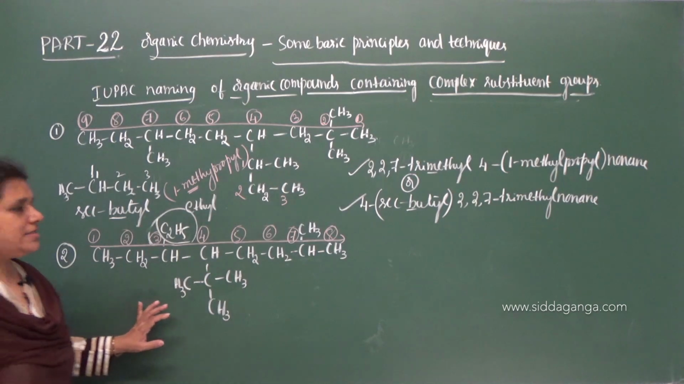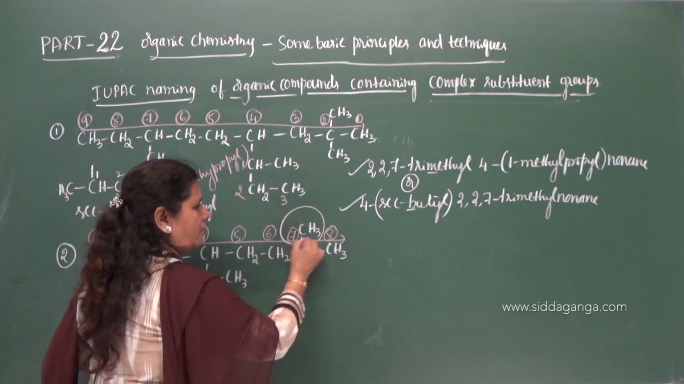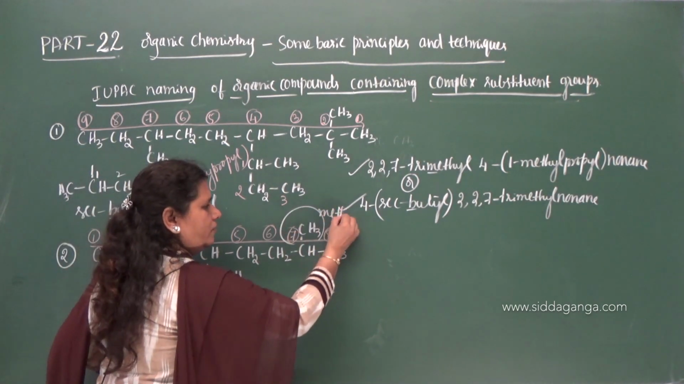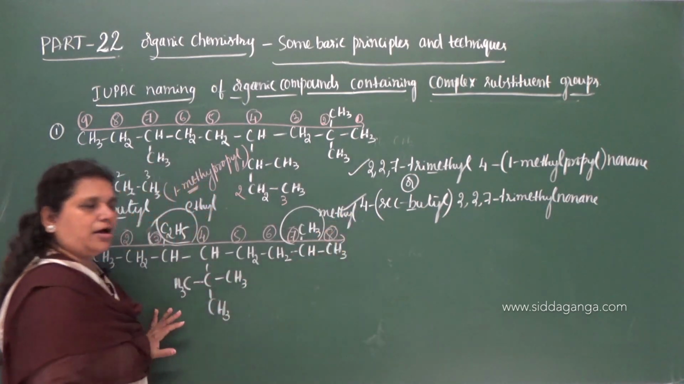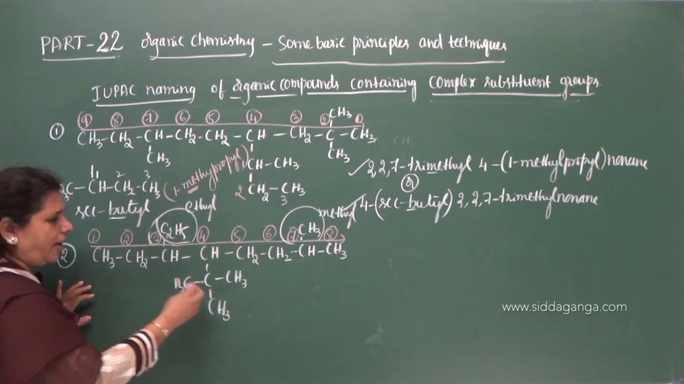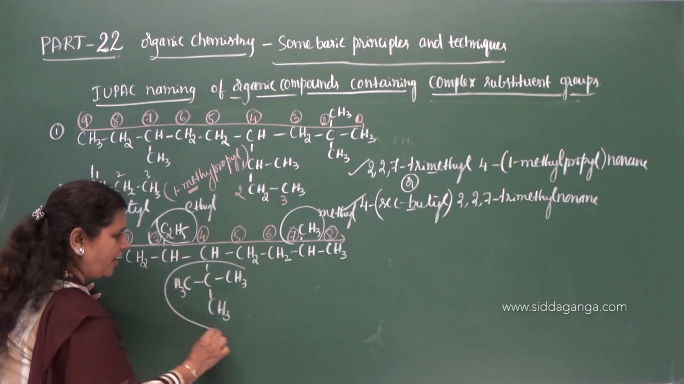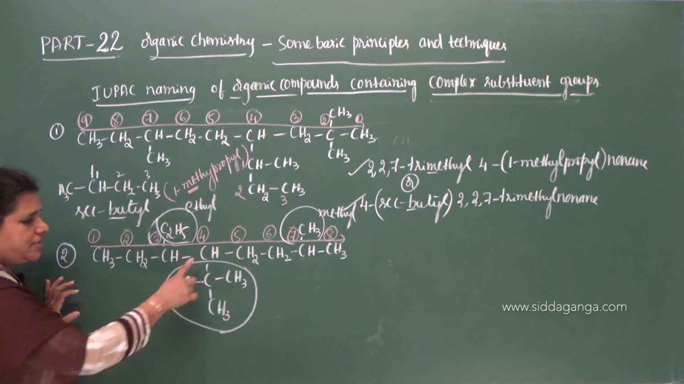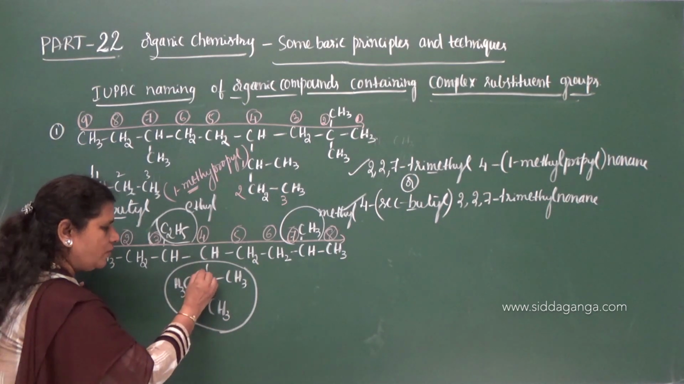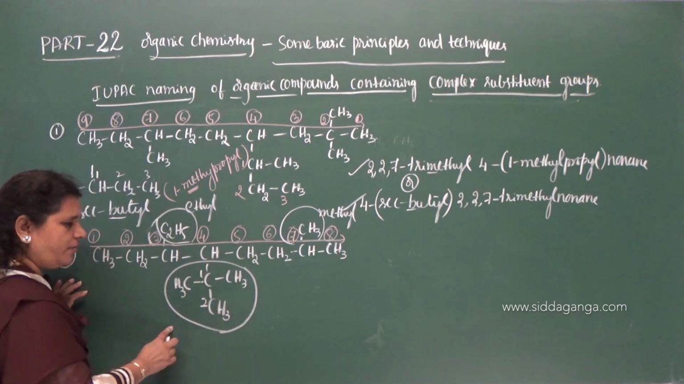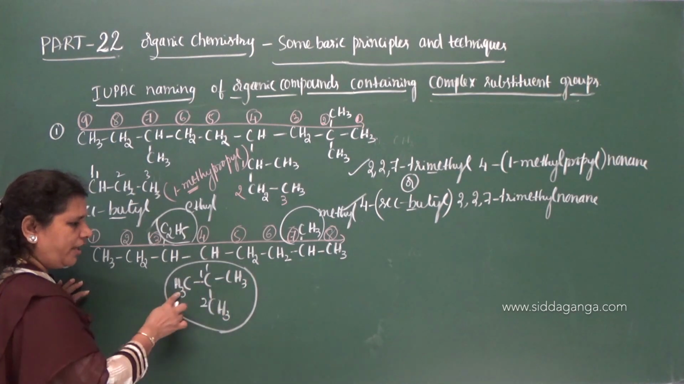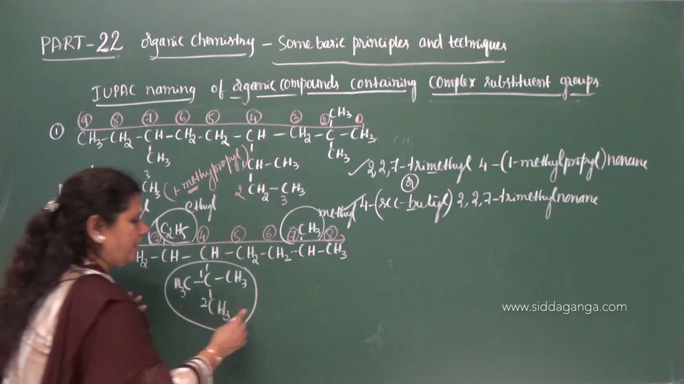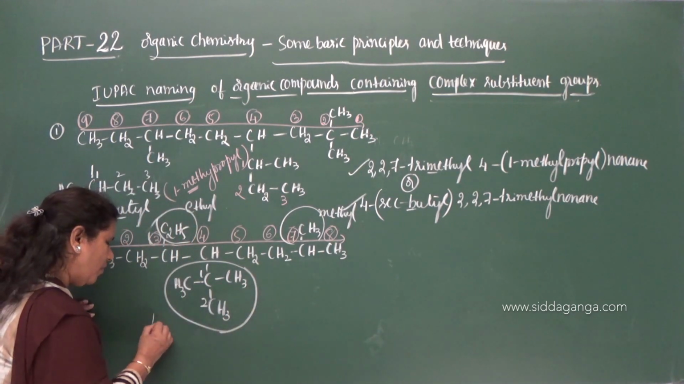And on the 7th carbon we have a methyl group, and on the 4th carbon we have this complex substituent group. So what is this complex substituent group? 1, 2. What is the IUPAC name? 1,1-dimethyl ethyl.